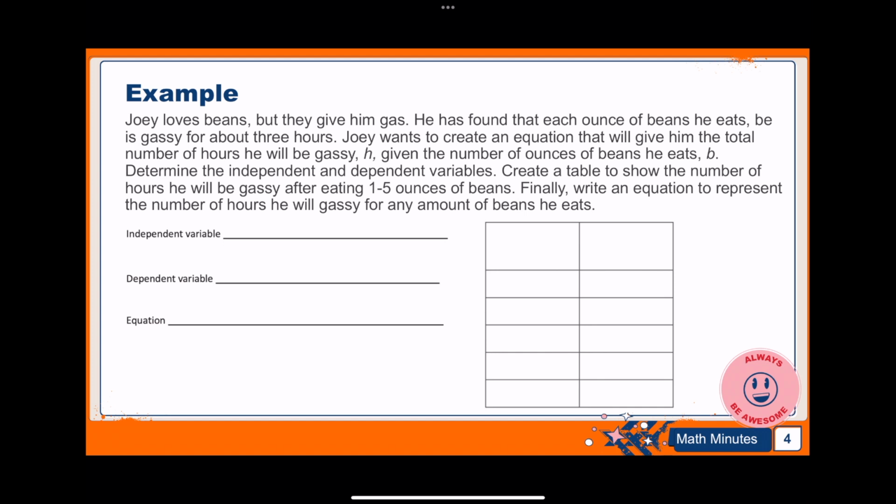Okay, it says Joey wants to create an equation that will give him the total number of hours he will be gassy, H, given the number of ounces of beans he eats, B. Determine the independent and dependent variables and create a table to show the number of hours he will be gassy after eating 1 to 5 ounces of beans. Finally, write an equation to represent the number of hours he'll be gassy for any amount of beans he eats.